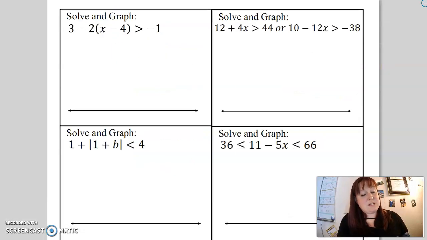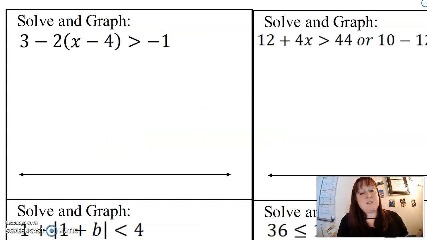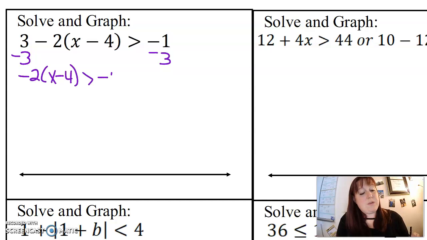We're going to solve the ones on the inside now. I'm going to solve and graph this inequality. The very first thing we need to do is isolate the variable, just like any other equation. So we're going to subtract 3 from both sides. We get negative 2 times x minus 4 is greater than negative 4. Now we subtracted, so we're not going to flip the inequality symbol, because we didn't divide or multiply.